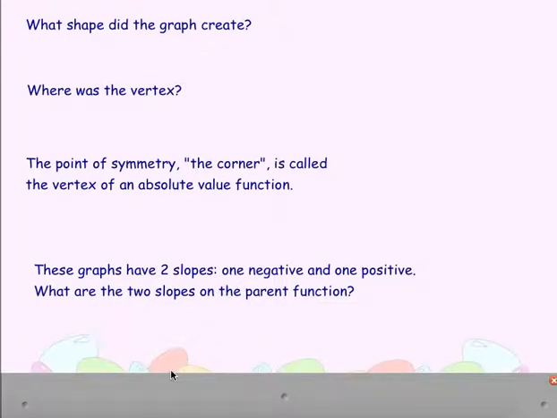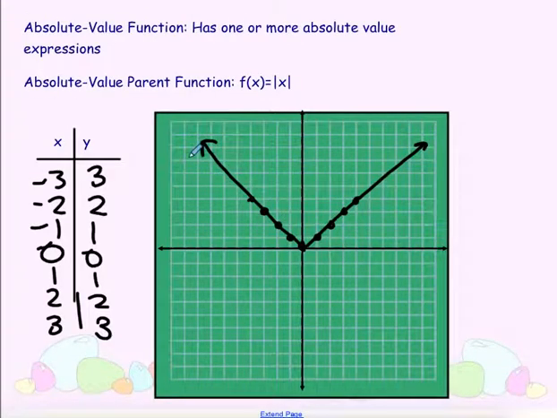And these graphs have two slopes, one negative, one positive. What are the two slopes of the parent function? Well, if we look back at the slopes here, we would say this one is a -1 as a slope, and this one is a +1 slope. Okay, so -1 when we're decreasing, and +1 when we're increasing.